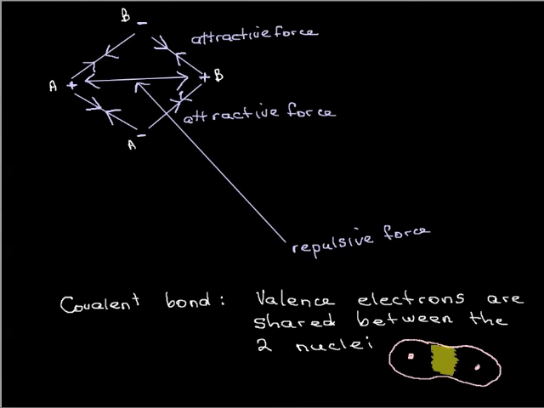Hi there. An important concept in covalent bonding is, as you might know, that the valence electrons of the bonding atoms share the space between the two nuclei.